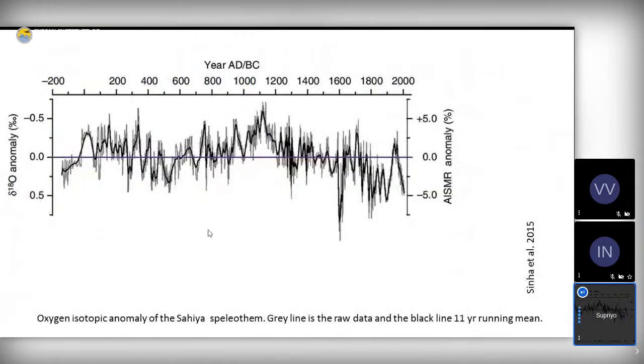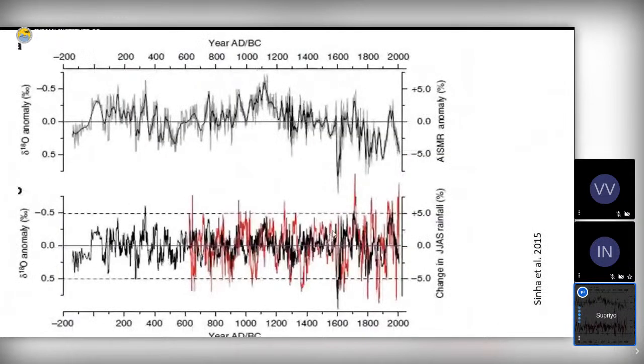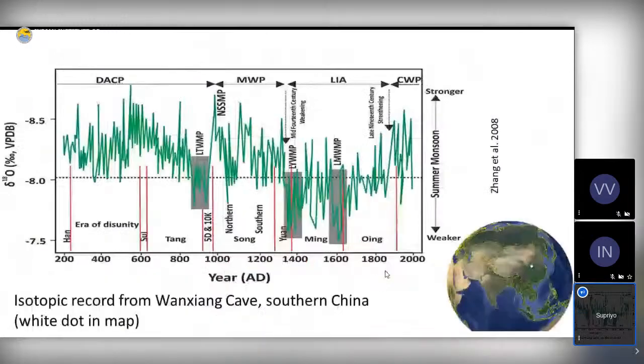This again shows the same isotopic plot, and what I would like to show here is how it correlates with the changes in summer monsoon rainfall variability. It is represented by this red line, and the isotopic values of the delta 18O anomaly are shown by this black line, and we see that there is a very close match between these two time series.